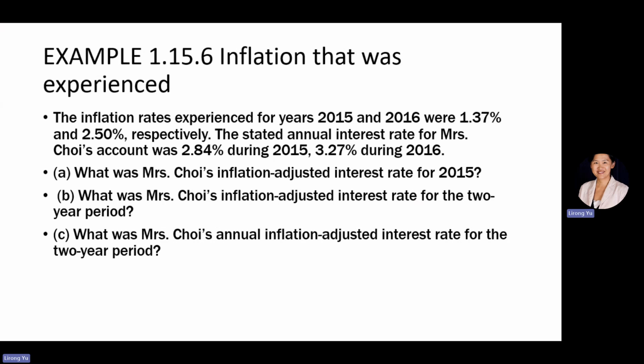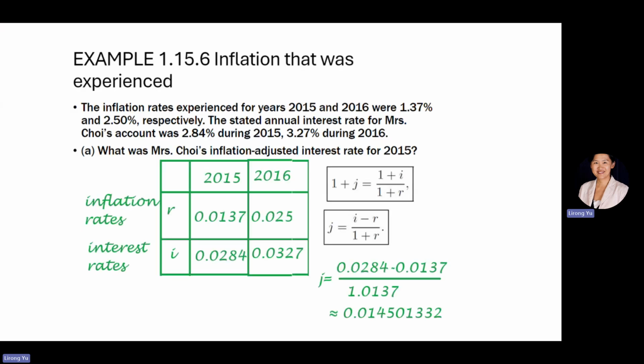C is what was Mrs. Choi's annual inflation adjusted interest rate for the 2-year period. What C means is that the combined 2-year interest rate is not the annual interest rate, but individual years have different interest rates, and we're combining them into a single averaged out annual interest rate. So let's look at how we calculate them one by one. I'm going to start with A.